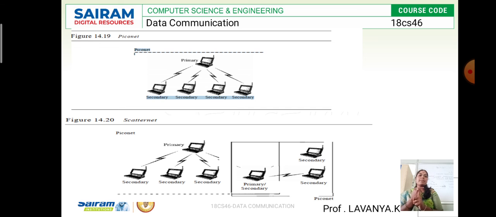Whenever there is a primary node, only the primary node has the right to send the data to all the slave nodes, but a slave node cannot send data to the master node. In total, in the piconet, the primary node or master node has all the control of the slave nodes, that is, the secondary nodes. One more thing in the piconet: if the master node gets disconnected, the whole set of slave nodes, our secondary nodes, goes down.